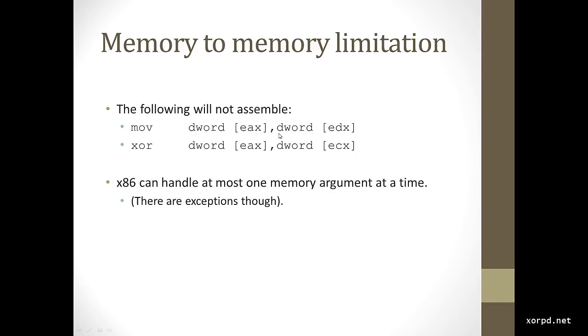This is because the x86 processor has some kind of limitation with its ability to access many memory locations at the same time. Generally speaking, the x86 processor can only handle one memory access per instruction. In this instruction, we can see that we have 2 memory accesses. This is the first one, and this is the second one.